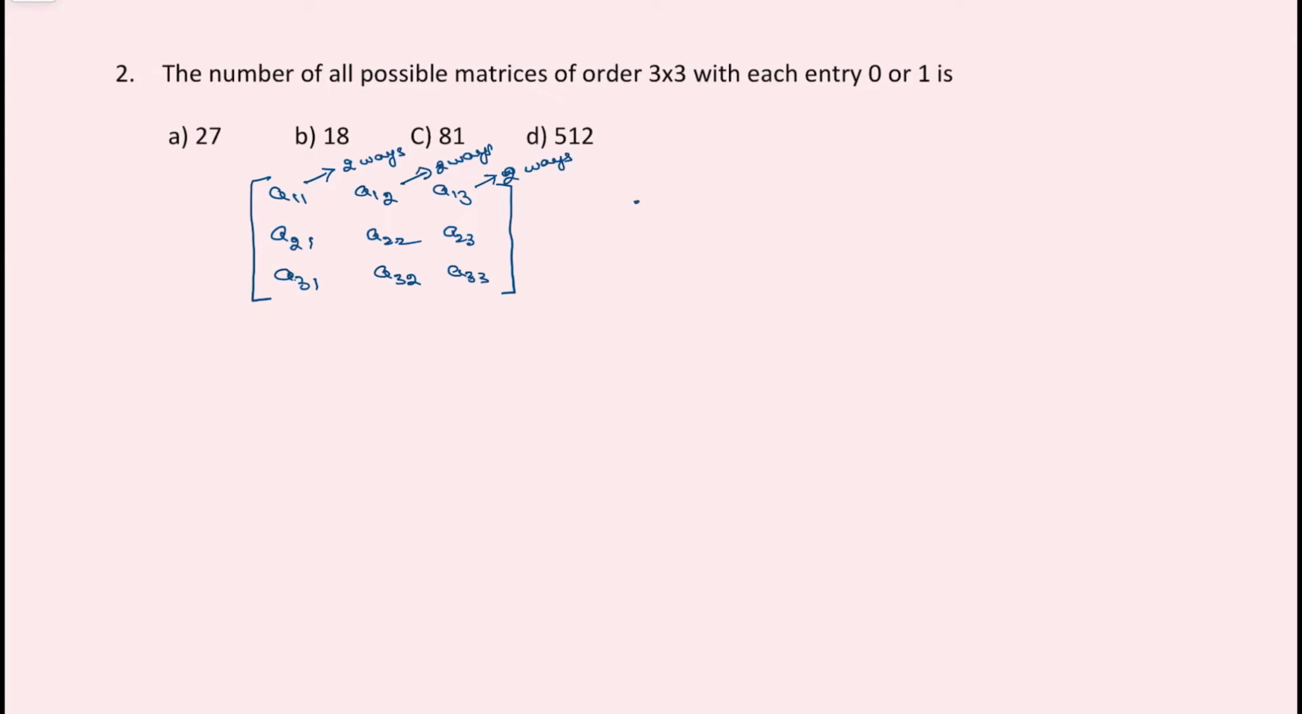So we will have total number of ways 2 into 2 into 2, 9 times, which will be 2 raised to 9. The answer is 512. D option is the correct option.